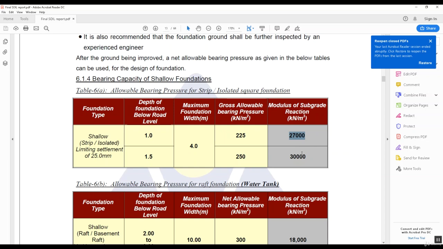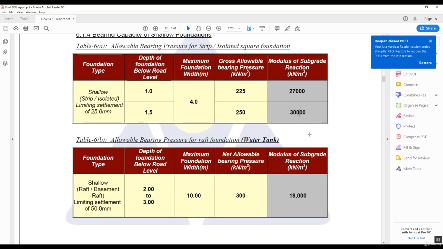In SAFE, in any modeling software, you cannot enter just any number. You should enter this number. For that, this is very important. Then he said, if you make a raft foundation, a big foundation, you can use 50 millimeter settlement, and the depth will be 2 to 3 meters. This is for a water tank. If we have a water tank, it will be deeper than a normal foundation. The maximum width is 10 meters.